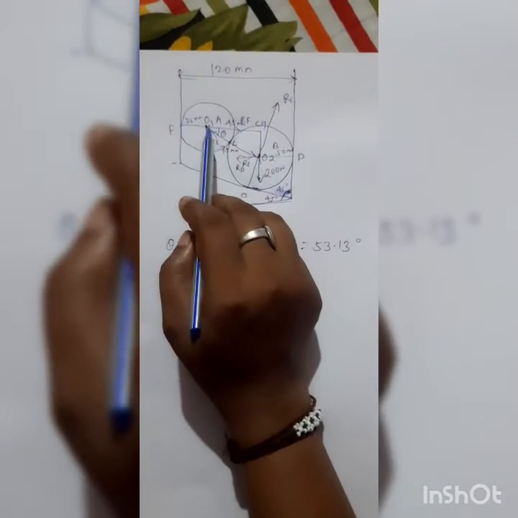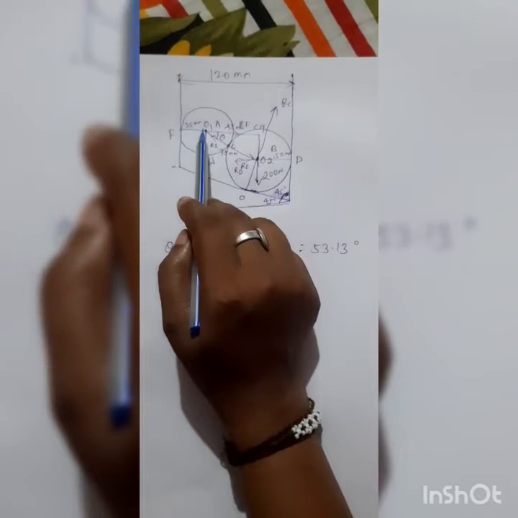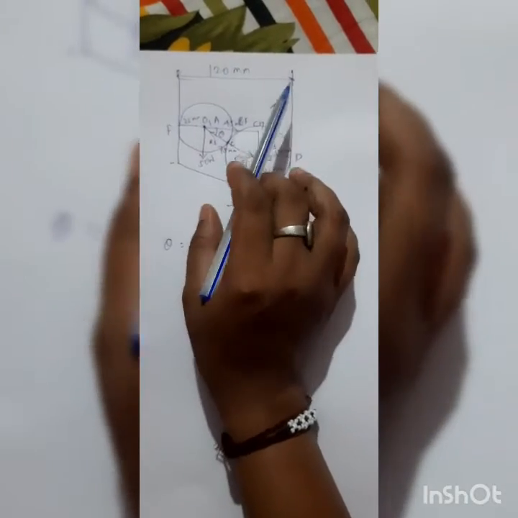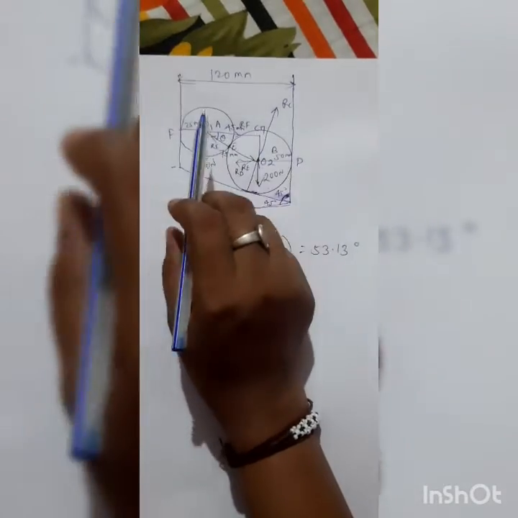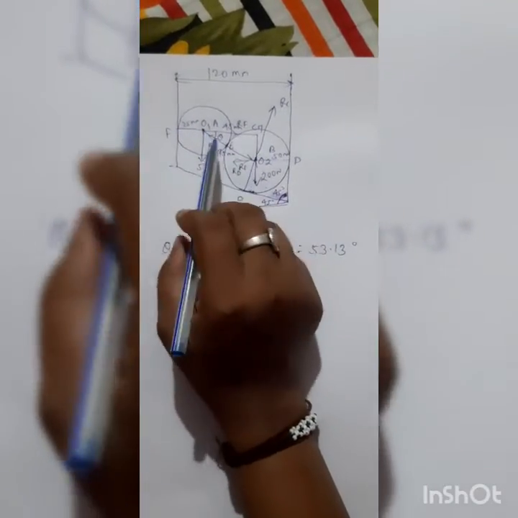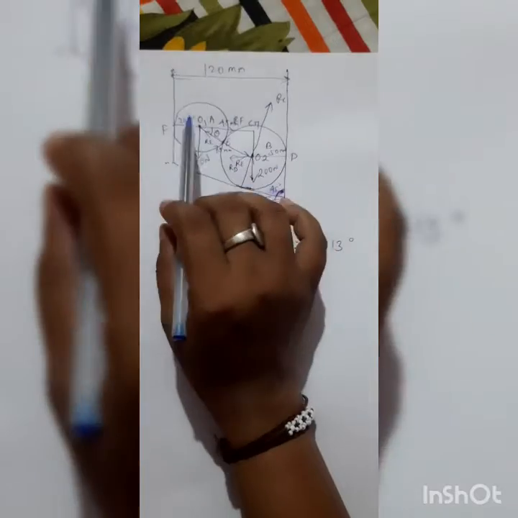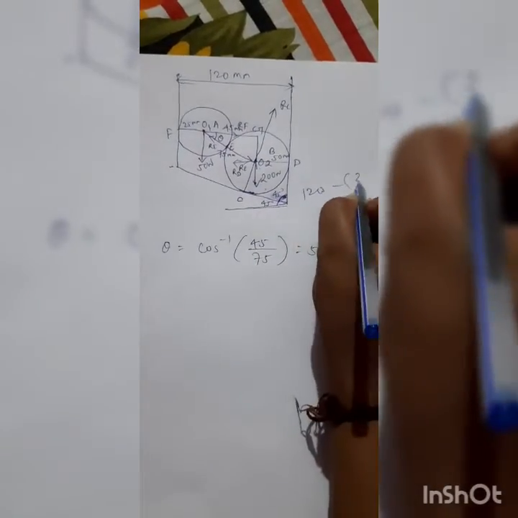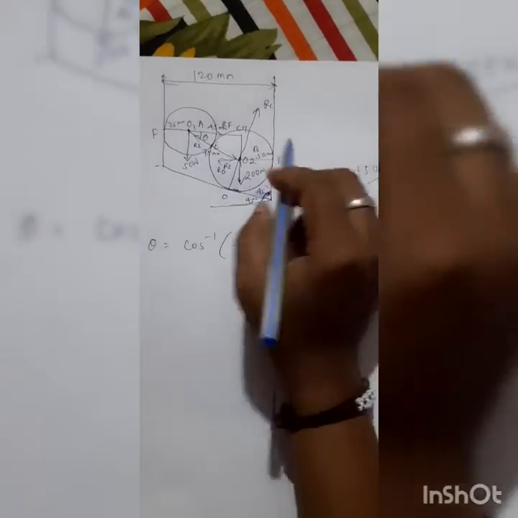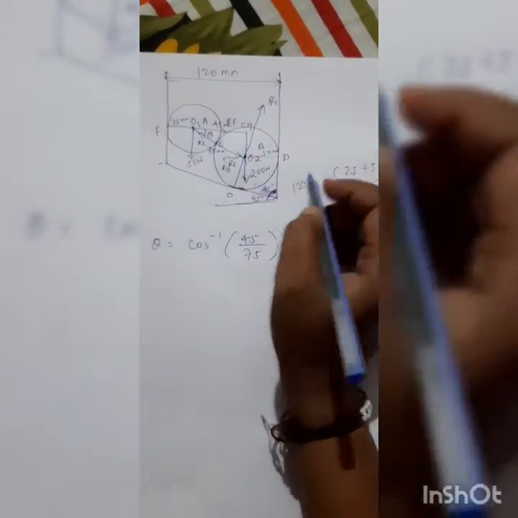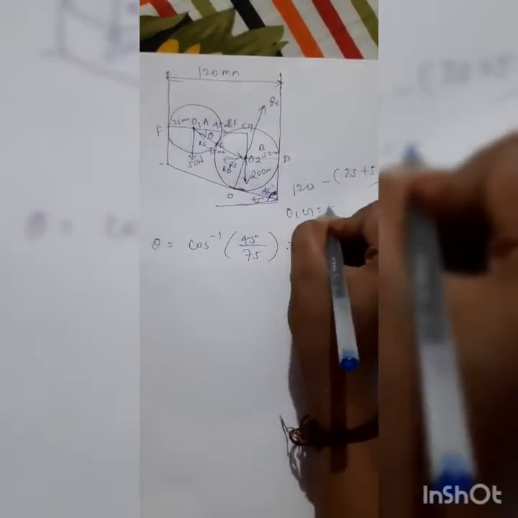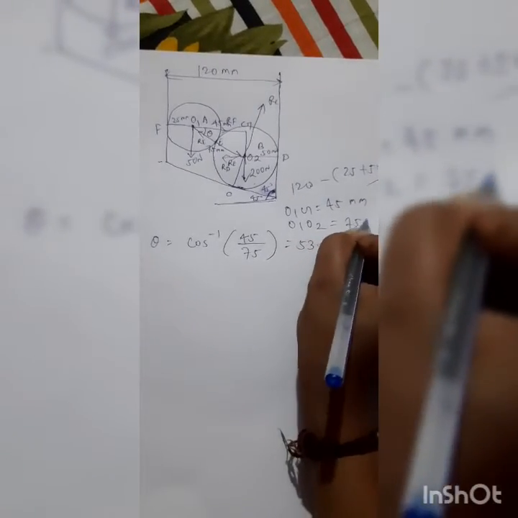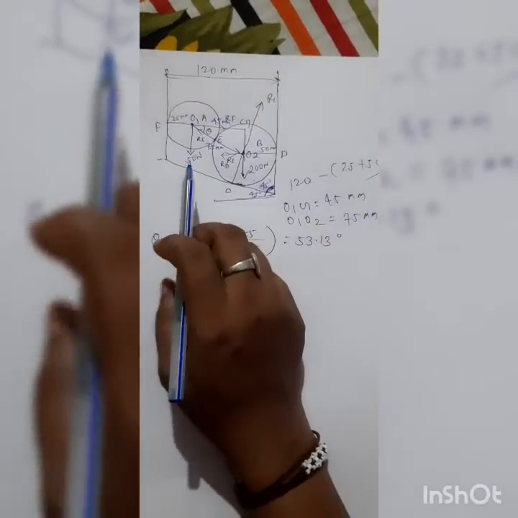For O1G, from here to here it is the radius of the smaller cylinder, that is 25 mm, and from here to here it is the radius of the larger cylinder, that is 50 mm, and the total length is 120 mm. So from 120, if we subtract this length and this length, we get this length. So it is 120 minus 25 plus 50, that is 45 mm. So O1G is 45 mm, and O1O2 is 75 mm, that is the summation of the radii of the two cylinders.